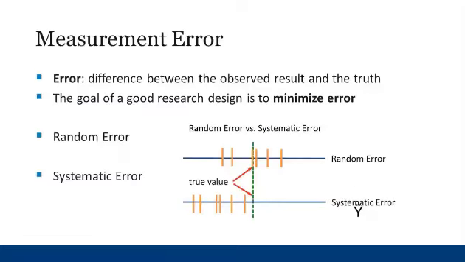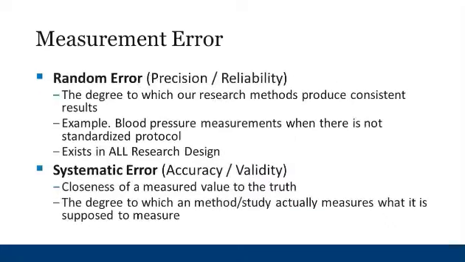How do we define error? So error is very straightforward, the difference between the observed result and the truth. And the goal of a good research design is to minimize this error. Now we think of error in 2 different ways. We think of error as random error, and we think of error as systematic error in study designs. So what's the difference here?